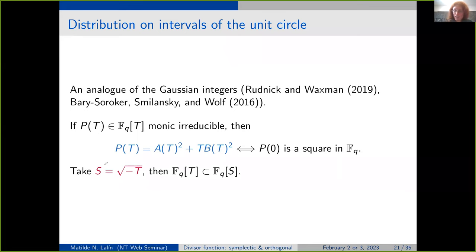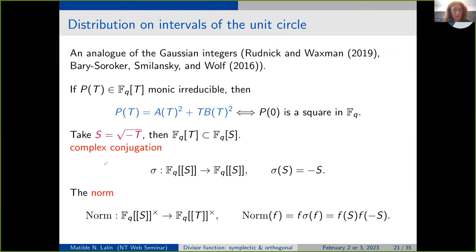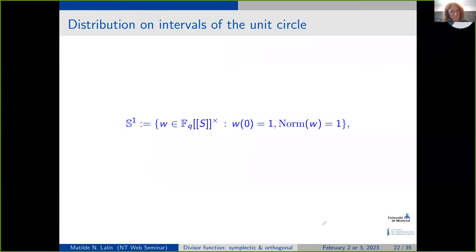And so in this context, you can build the Gaussian integers, okay? So there is a complex conjugation that is defined as you would expect, something that changes S to minus S over formal power series. There is a norm defined also as one would expect. And then in this context, you can build a unit circle. The unit circle in question would be the power series whose constant coefficient is one and which have norm one.